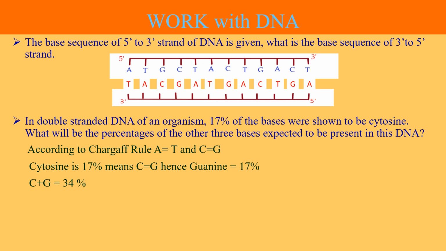Cytosine plus guanine is equal to 34%. Then what will be the percentage of adenine and thymine? Percentage means 100. We have to subtract 34 from 100. We get 66%. The amount of adenine and thymine is equal. That means 66 divided by 2. We get the amount of adenine and thymine as 33% each. The answer is: the amount of guanine is 17%, adenine is 33% and thymine is 33%.